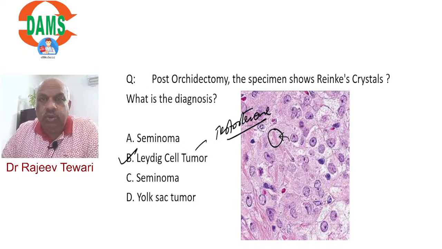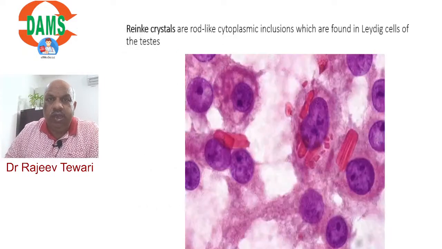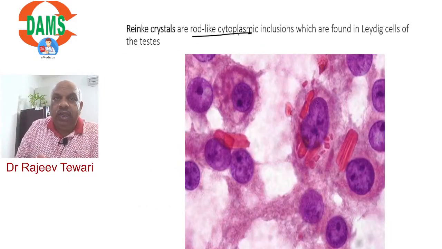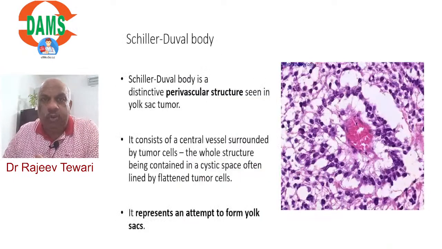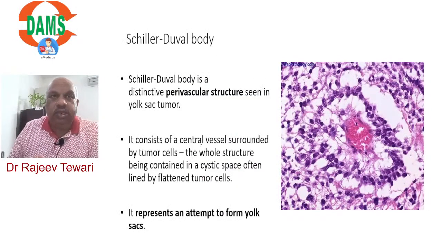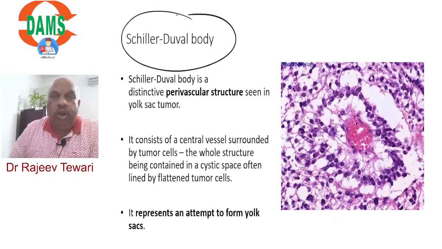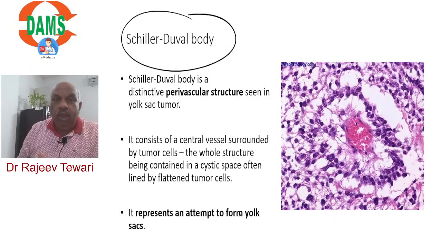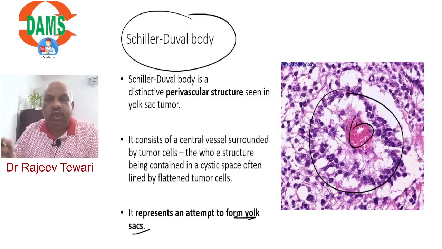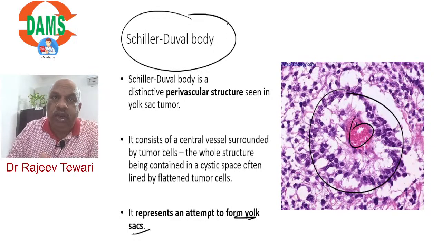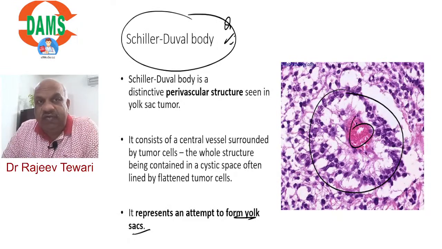So, 3 inclusion bodies in testicular tumor. One is Reinke crystal, a rod-like cytoplasmic crystal. Second is Schiller-Duval body that you get in yolk sac tumor. In the center there is a vessel, all around malignant cells, a primitive yolk sac. So Schiller-Duval, this also is an old MCQ. Remember this will be repeated definitely.